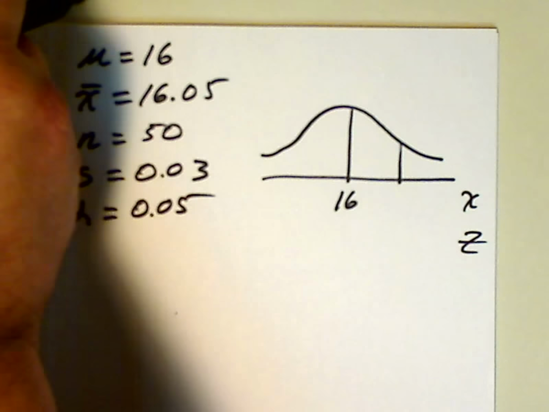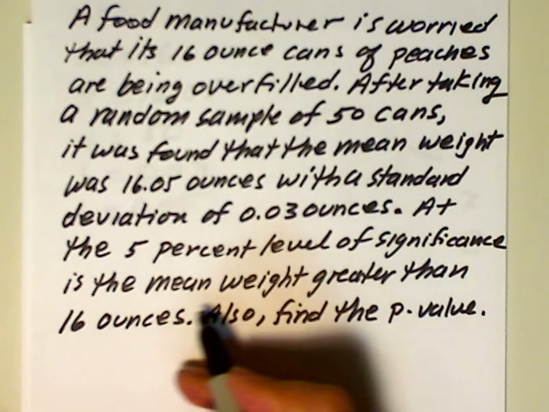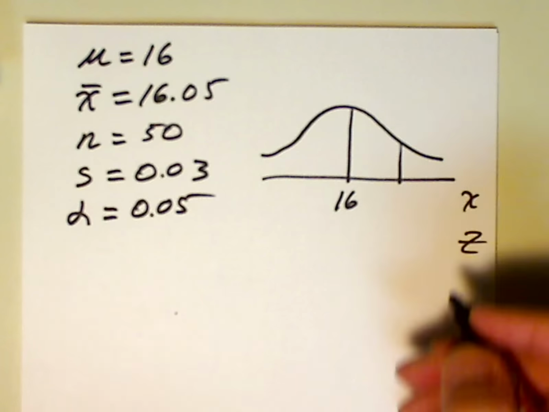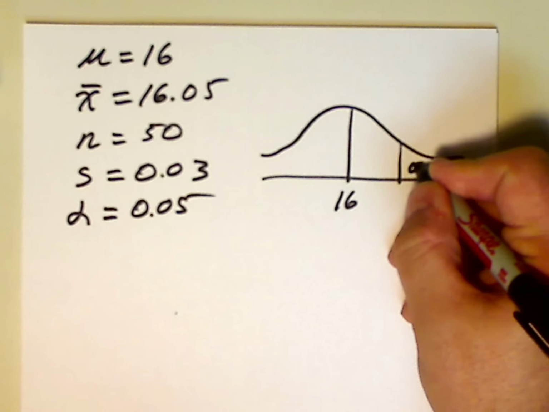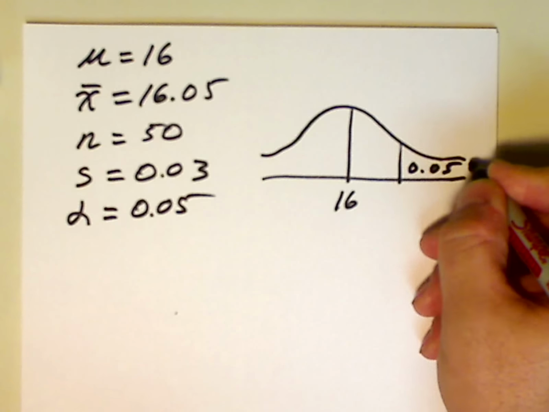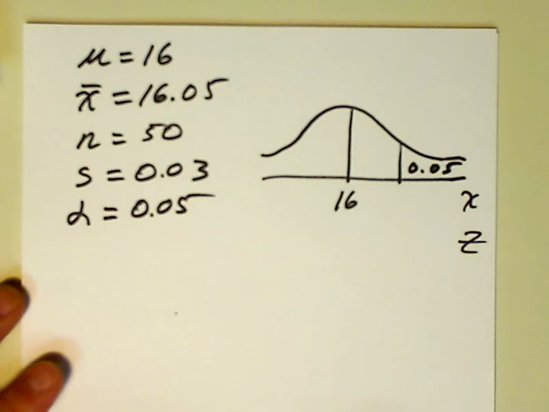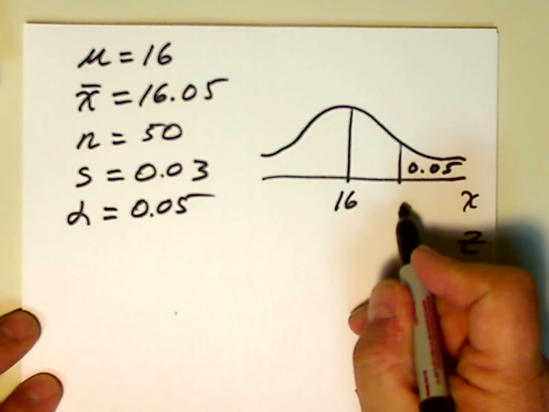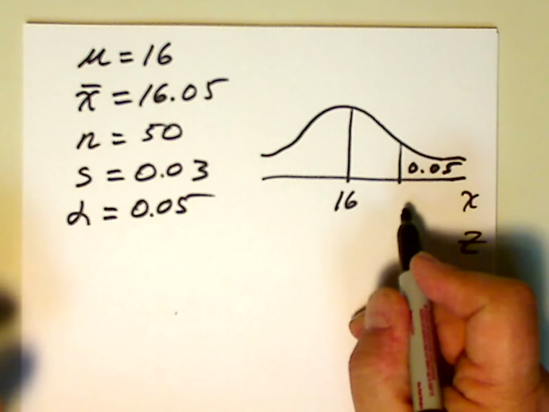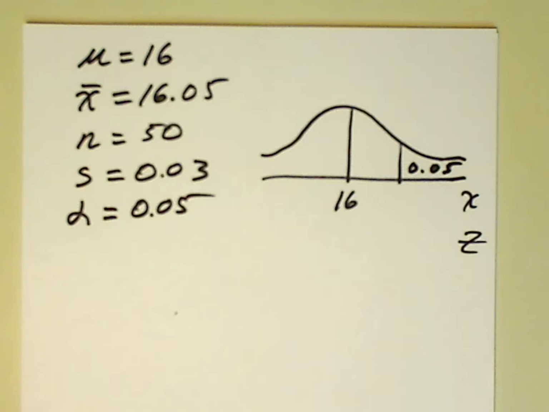Well, there's the question. Is the mean weight greater than 16 ounces? And in this particular case, we're going to have 0.05 in the tail. Okay, now we're ready to determine the critical value associated with this. This is the z value associated with 0.05.